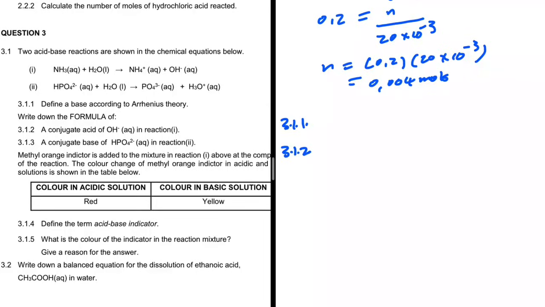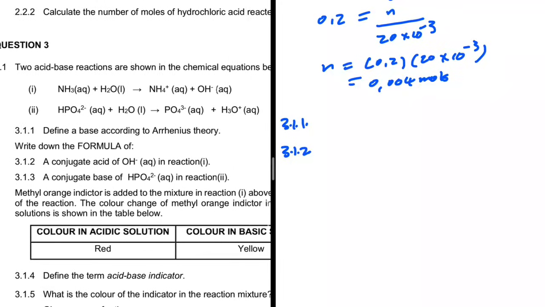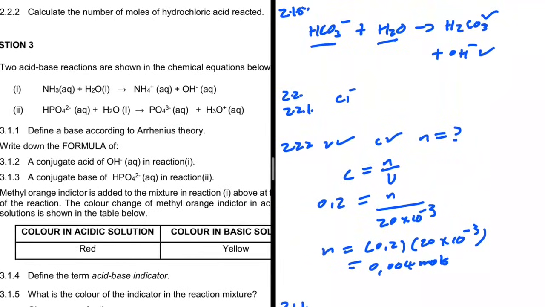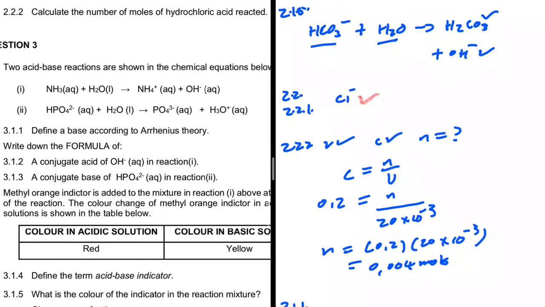I'm glad you asked. Write down the formula of a conjugate acid of OH minus in reaction 1. In coming to the conclusion that Cl minus is a base, the reason we say that is because it is what is left after an acid has donated a proton. It is therefore a conjugate base. So here, a conjugate acid of OH minus in reaction 1.